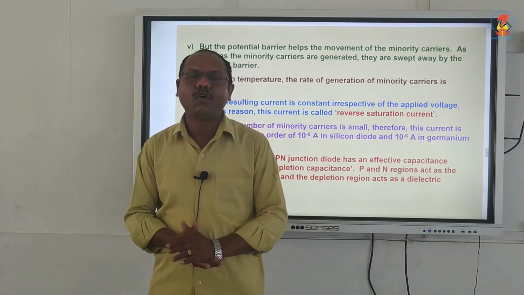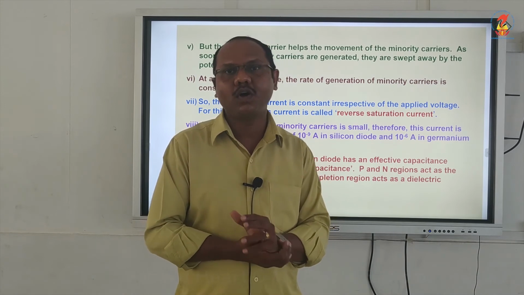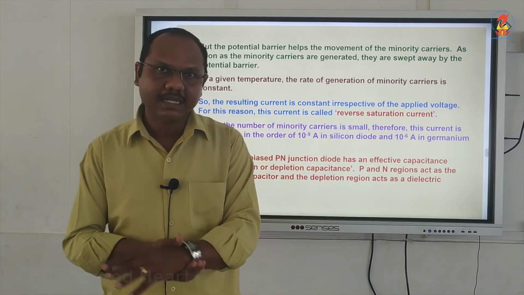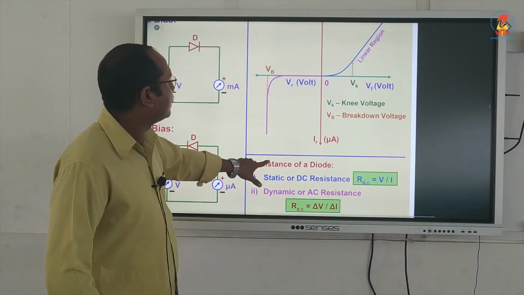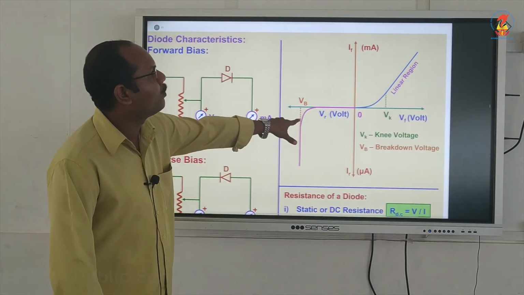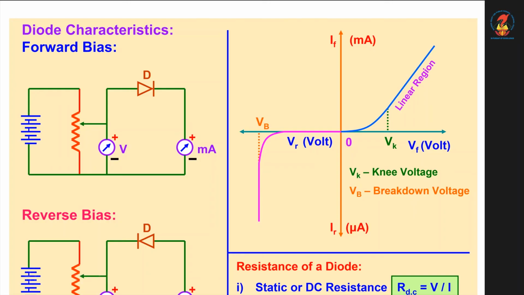This voltage is called the breakdown voltage of a diode or a Zener voltage. So the largest reverse voltage that a diode can withstand is called the breakdown voltage. I marked it as VB, breakdown voltage.